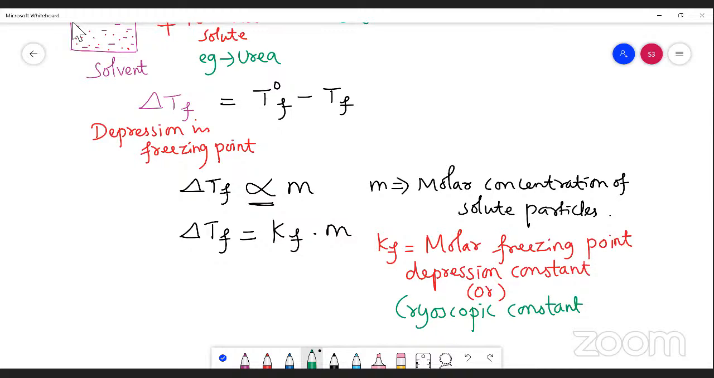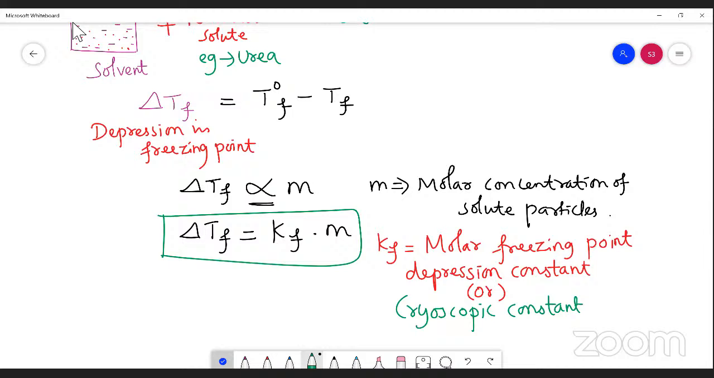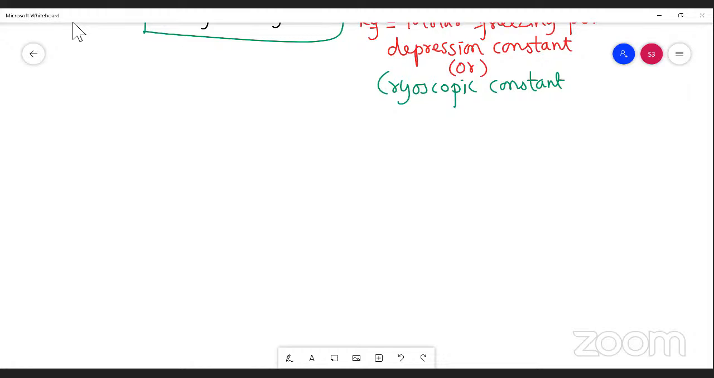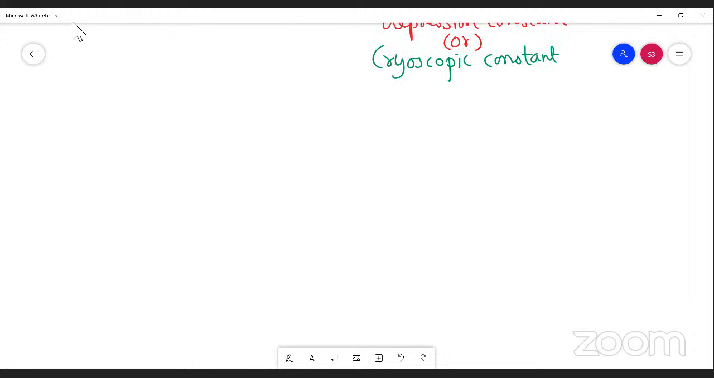Okay, this expression also we should remember for the problem. Next, we are going to see how this molar concentration will help us. The depression in freezing point will help us to find the molar mass of a substance. So next we are going to find out the molar mass.